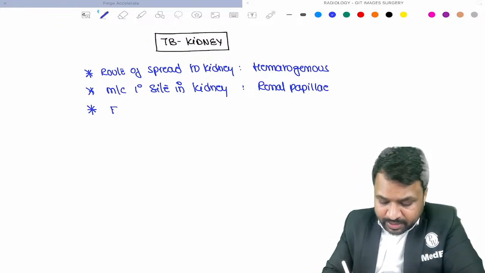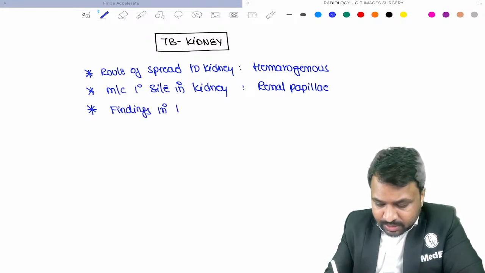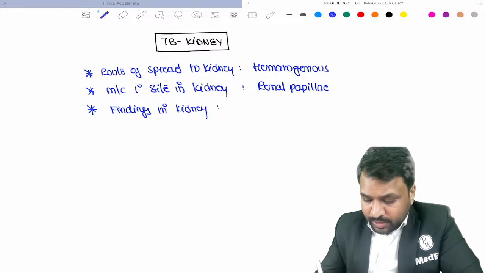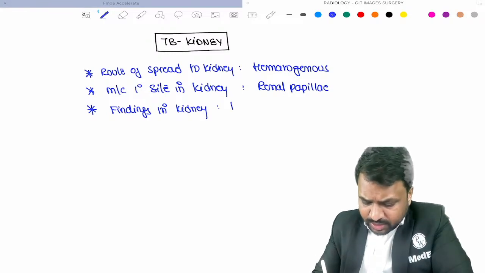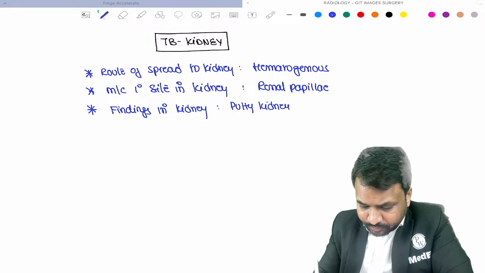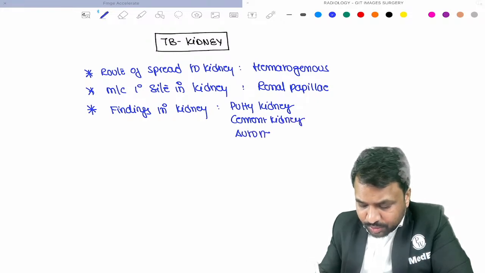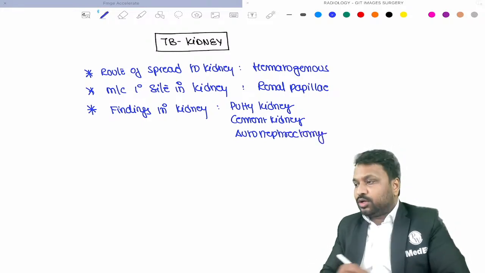Now, what are the findings in kidney? As the kidney gets affected, it results in development of a pus-filled kidney, that is called putty kidney. It will convert into hard, that is cement kidney, and ultimately results in development of autonephrectomy.